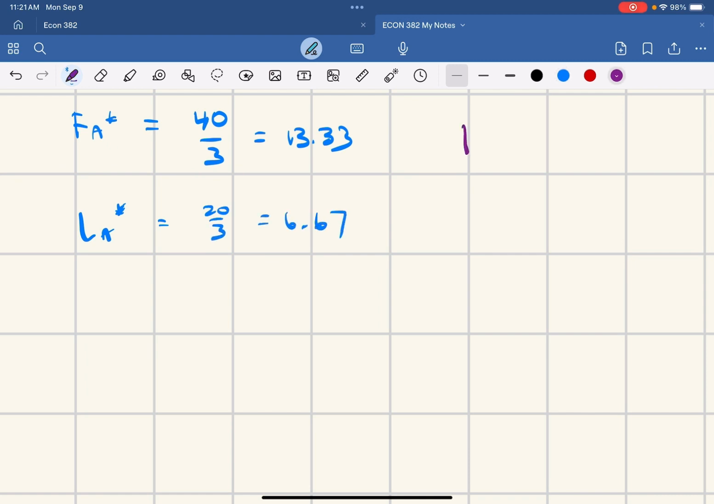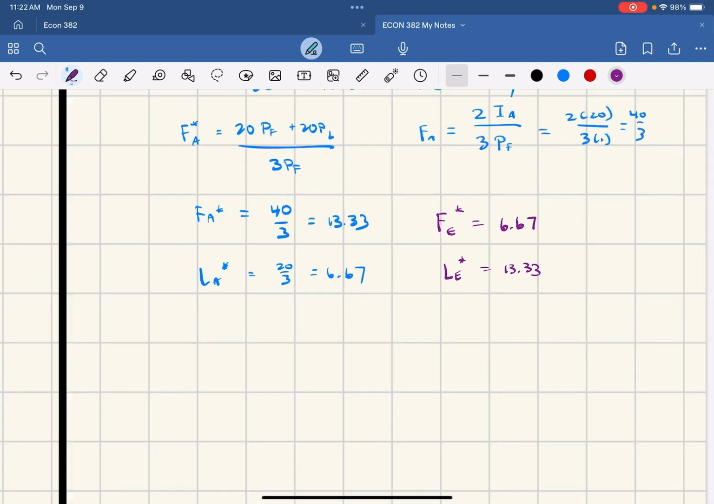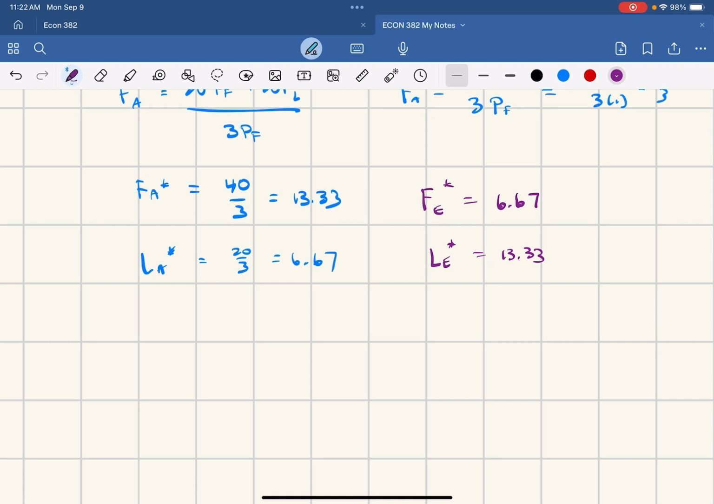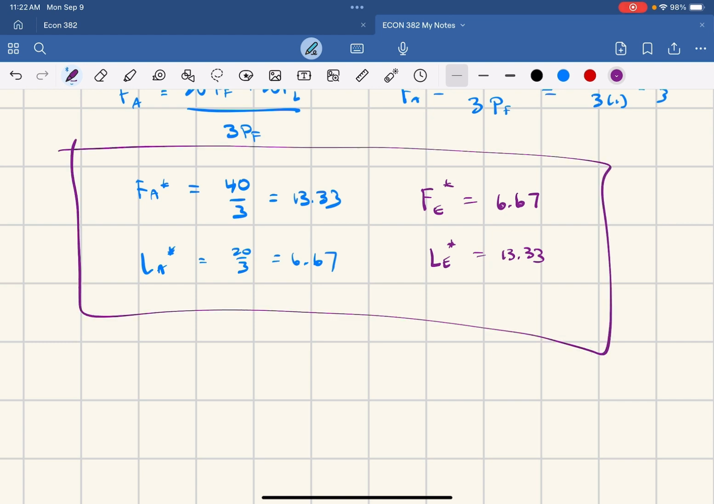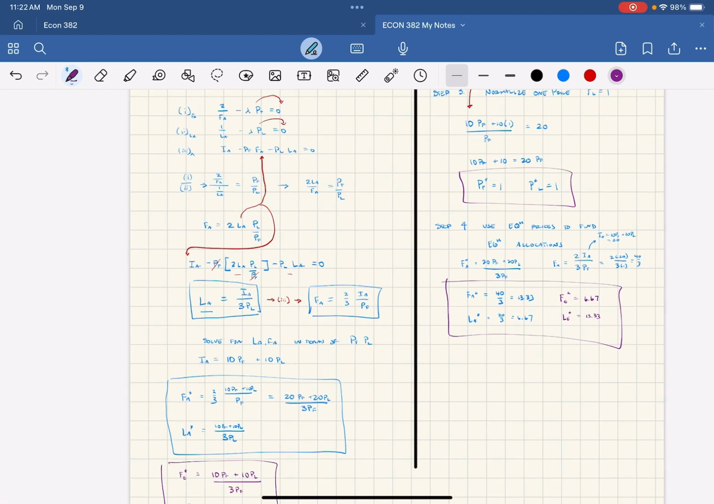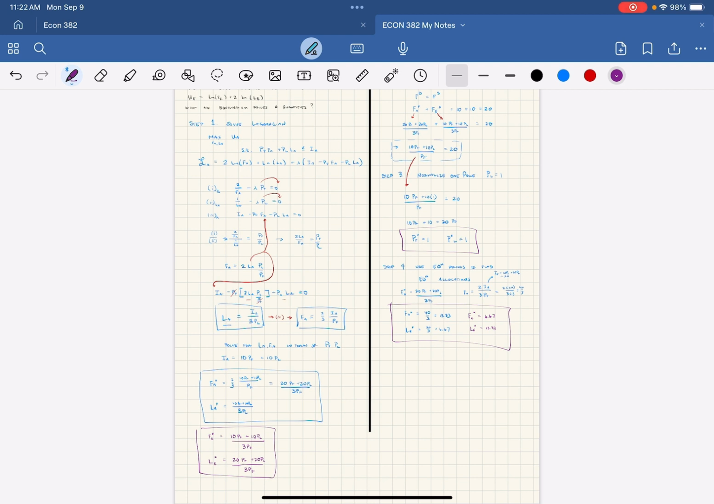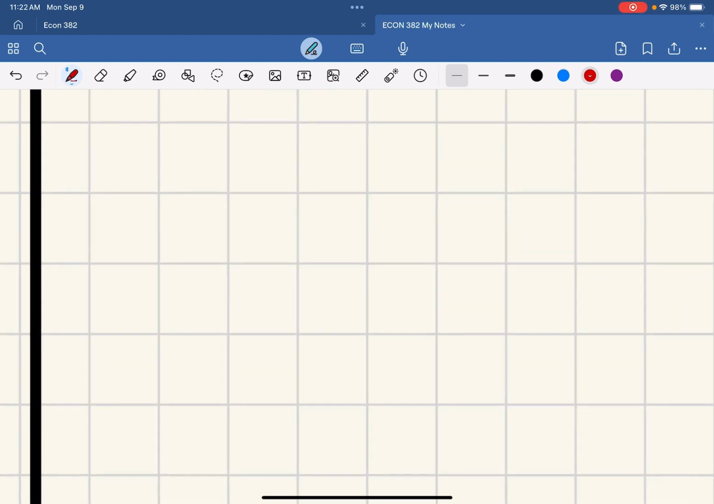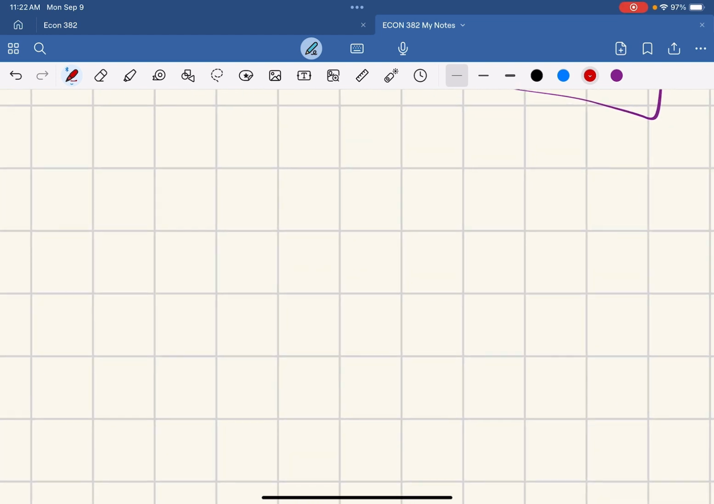Now for Eve, we can do the same thing, and using her equations, we get 6.67 for figs. And the optimal amount of leaves for Eve is equal to 13.33. So this here is our optimal allocation, or the demand for Adam and Eve. So we have our prices here, and we have our quantities here. Now we could even draw this in an Edgeworth box. So let's show how this would look in an Edgeworth box.